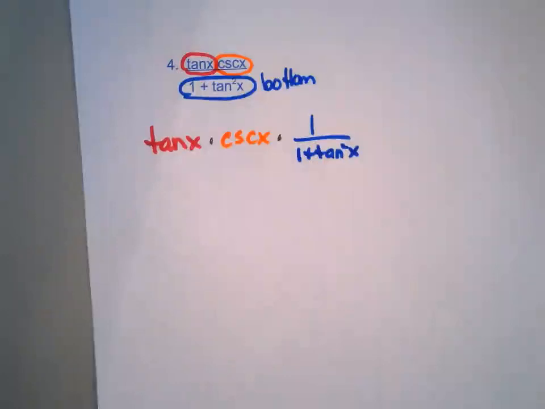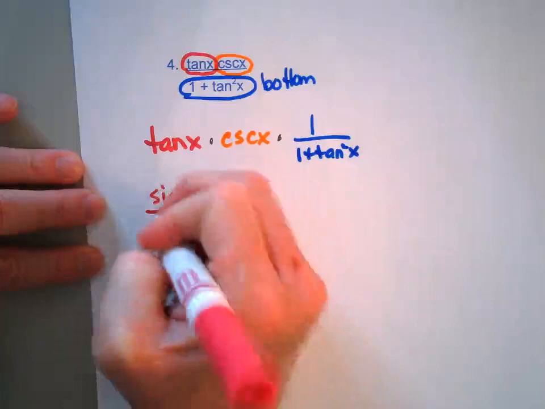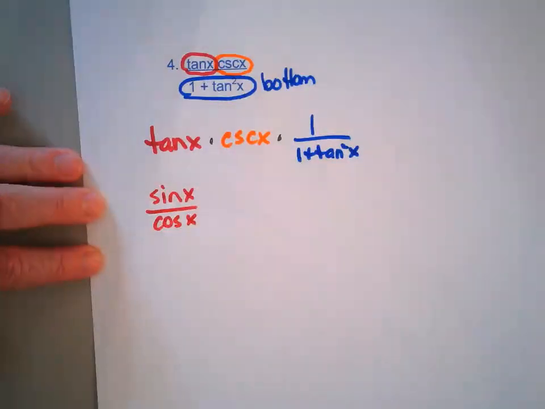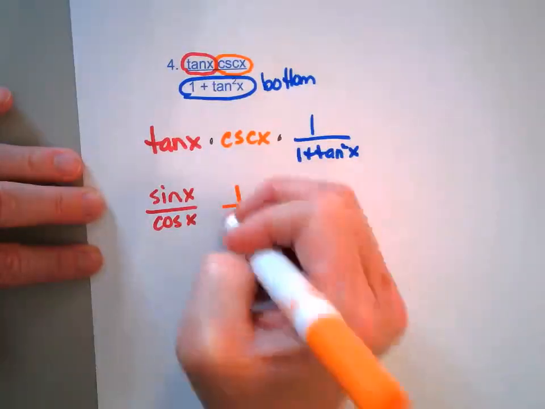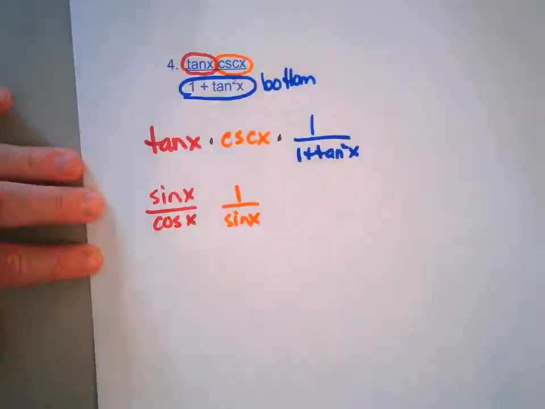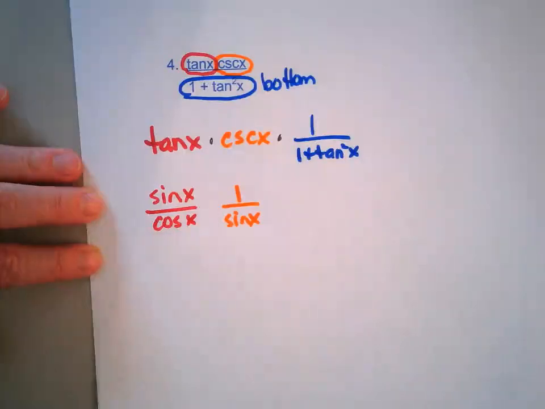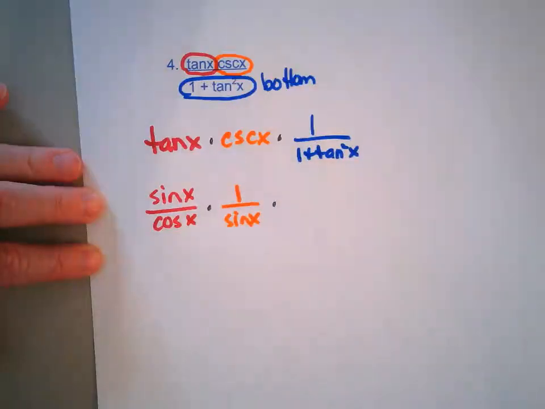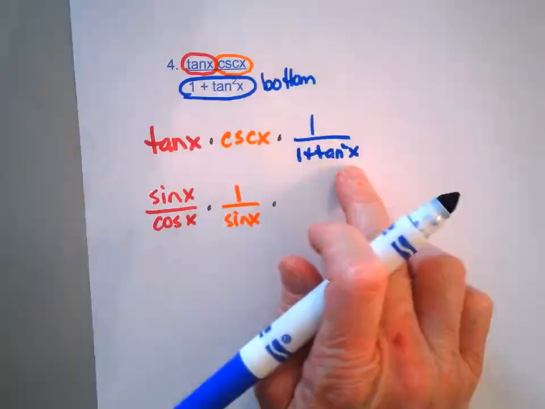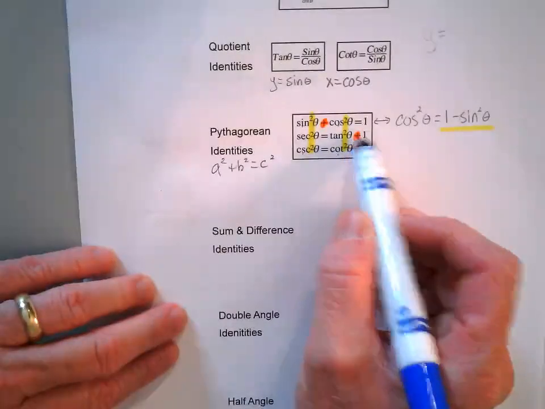Okay, sines and cosines. Tangent is sine x over cosine x. Cosecant is 1 over sine x. And you can start to see, hopefully, where things are going to start to cancel. Okay, 1 over tangent squared x. Let's see what Pythagorean that is. Tangent squared plus 1 equals secant squared.